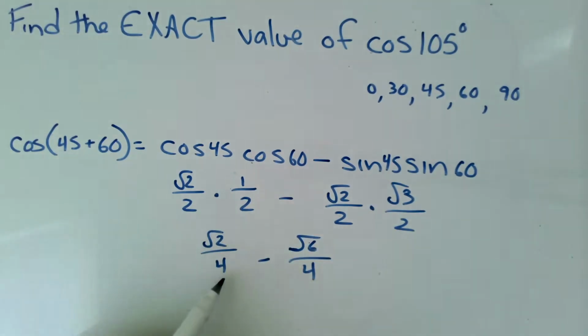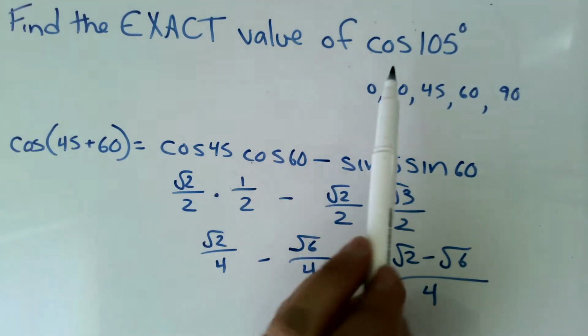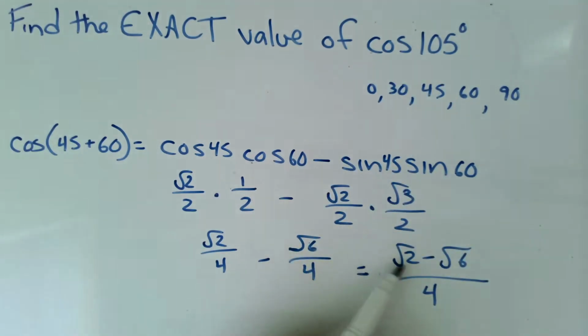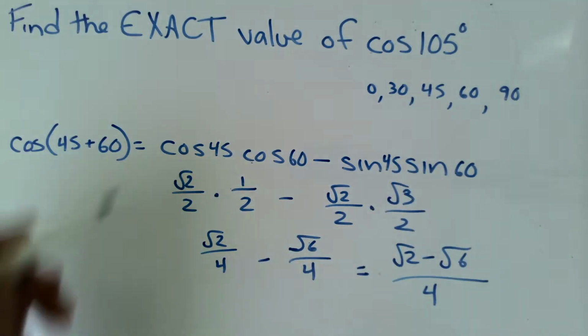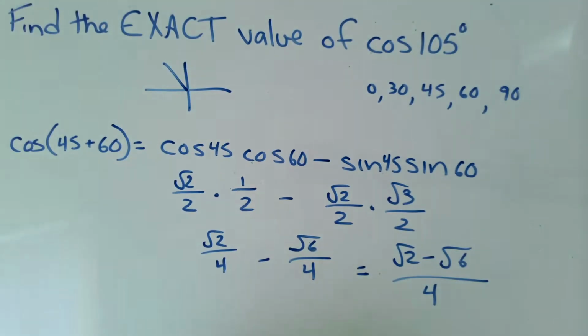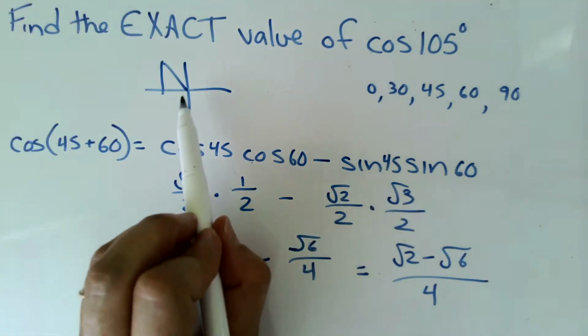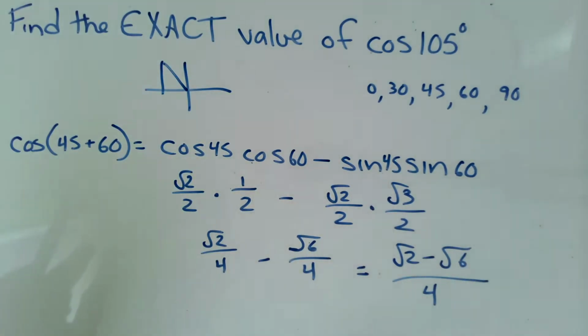Root 2 over 4 minus root 6 over 4. So the cosine of 105 degrees is root 2 minus root 6 over 4. Let's think about, does this make sense? What quadrant is 105 in? That's right, it's over there in the second quadrant. Cosine is our x value. That's in the negative. So it makes sense that our value will be a negative number.